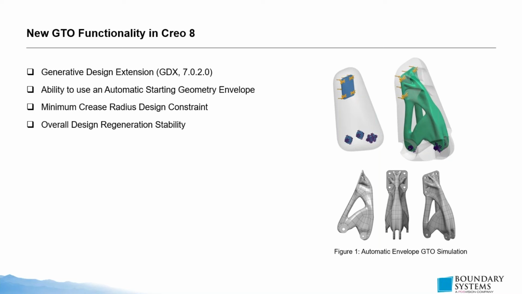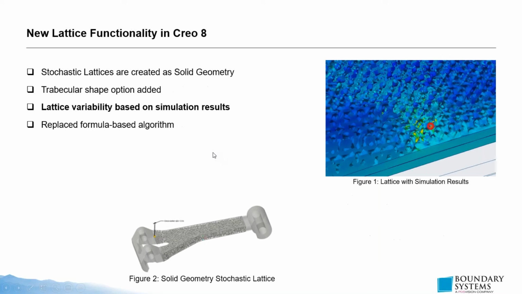And then finally, they added just some overall design regeneration stability. All of these, when you regenerate them or create geometry from them, will generate using freestyle surfaces. And so with some of these more complicated models, sometimes they're breaking in Creo 7. And so some overall design regeneration has been implemented in Creo 8.